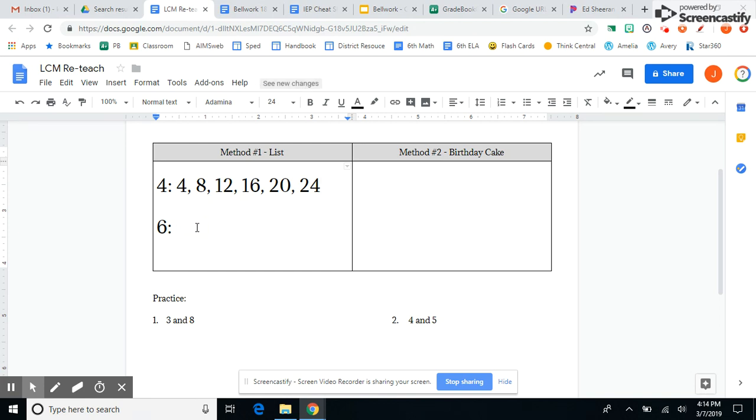Next thing we have to do is find the multiples of 6. So 6 times 1 is 6, 6 times 2 is 12, 6 times 3 is 18, 6 times 4 is 24, and we're going to stop there. Go ahead and make sure you have this list on your paper. I'll give you a few seconds to do that.